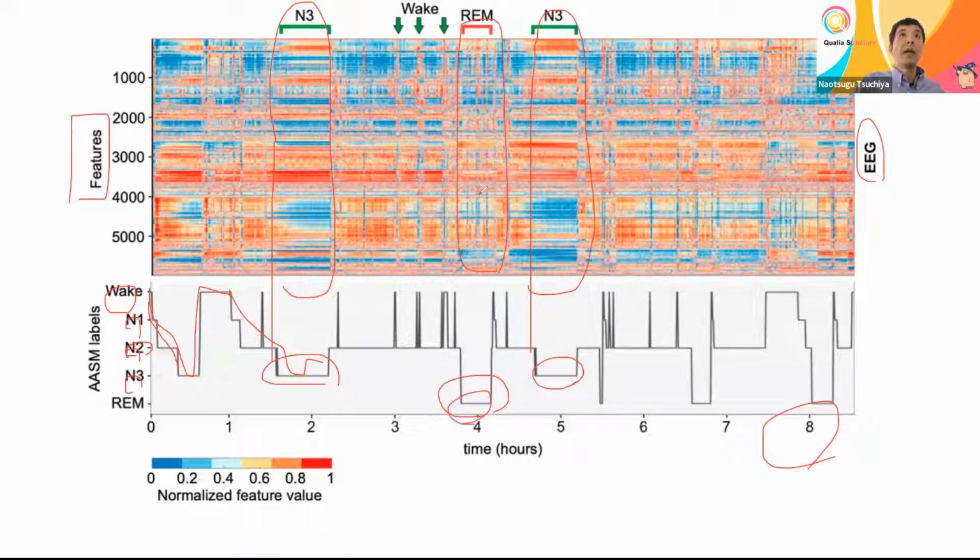As you can already see, there's a stripe pattern within REM. That means there is potentially some kind of sub-stage of REM, but it's lumped together into one REM according to the current classification.